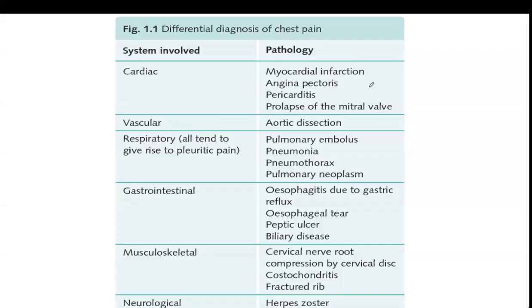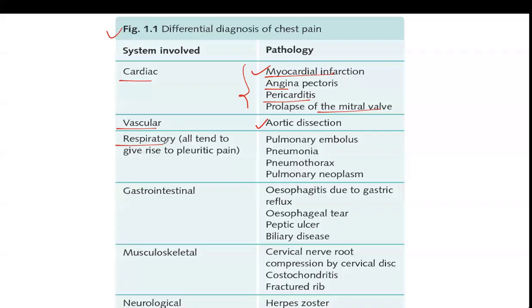So if we get a patient who has chest pain, what are the differential diagnoses of that? First and foremost, we want to rule out whether the patient has got a heart attack, which is myocardial infarction. We look for angina, pericarditis, mitral valve prolapse. These are the cardiac causes of chest pain. Then vascular, very important, is to rule out aortic dissection.